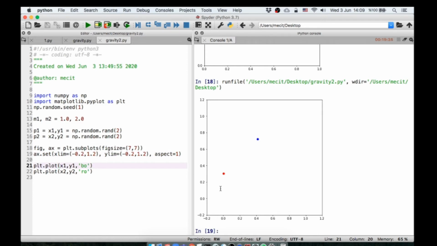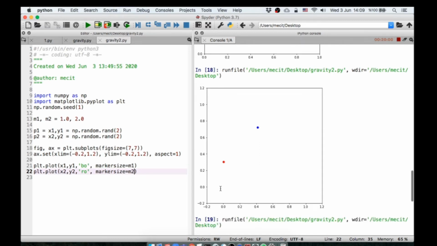Also, how about we see the size of the masses in this plot? I can do that this way: marker size proportional to the masses. Okay, marker size mass 2. So the second plot is proportional to M2 and the first one is proportional to M1. Let us run this again.